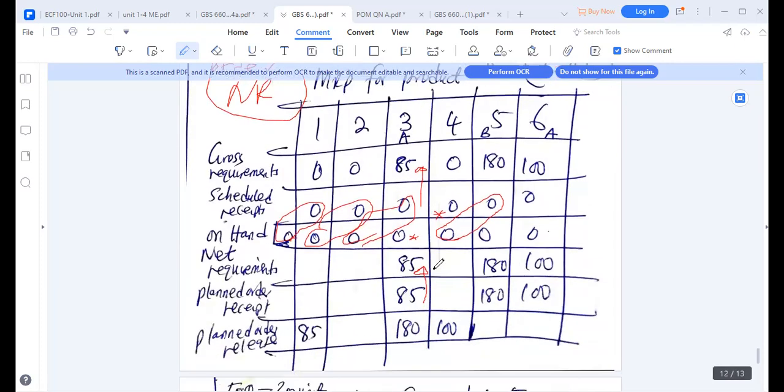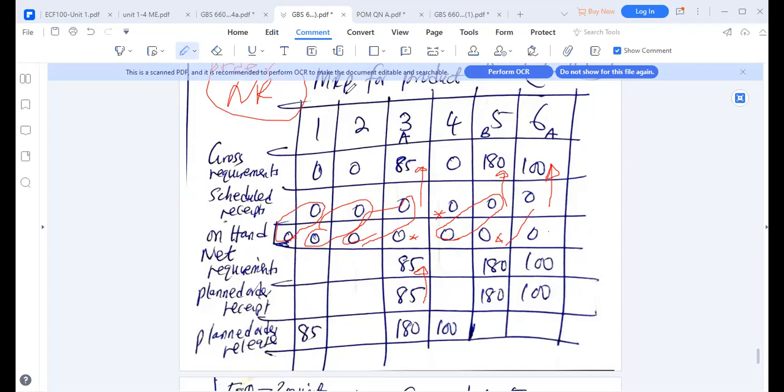So meaning that here we are going to have this to meet the demand of 180. We have a shortage of 180, so we order the same 180. We remain with 0. Then 0 plus 0 to meet the demand of 100, there is a net requirement, which is a shortage of 100. We order the same shortage, 100.